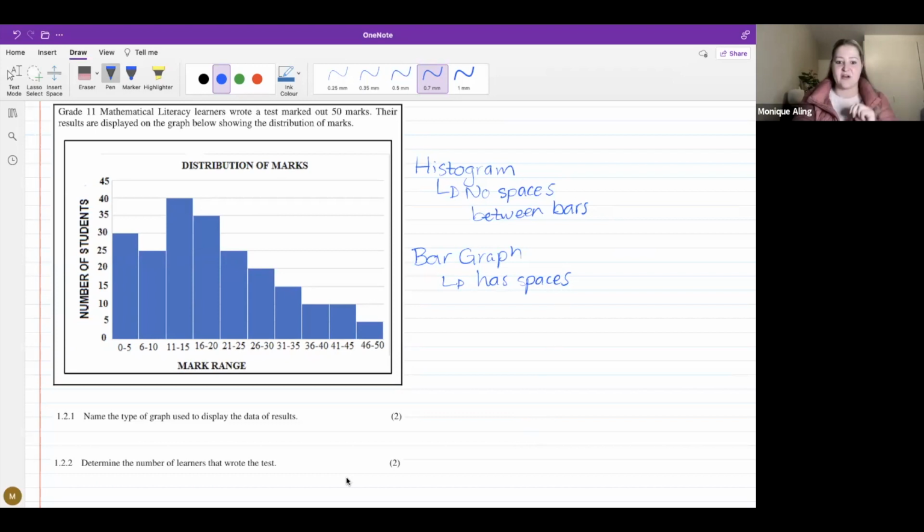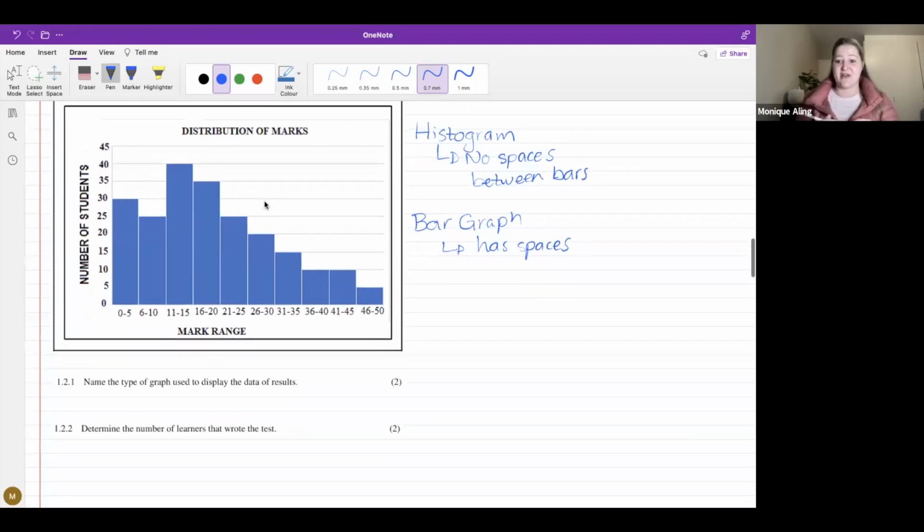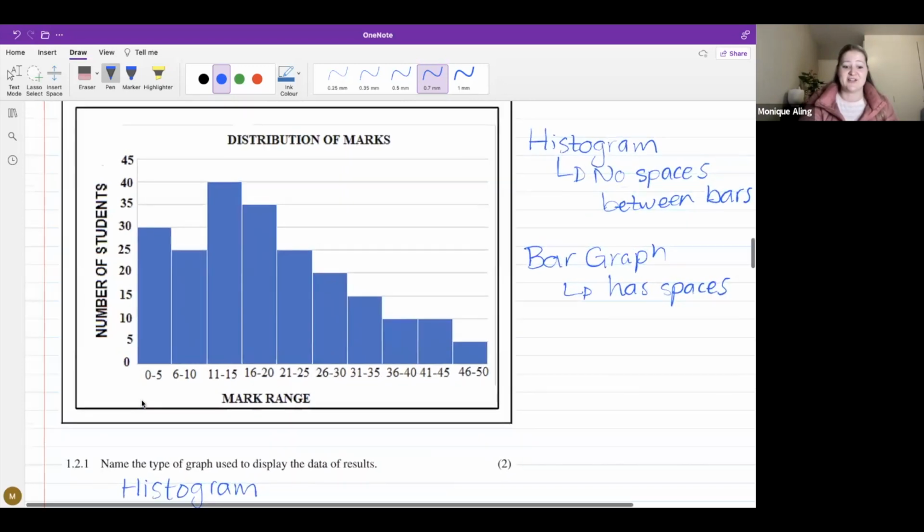Because I can see we got confused. All right, so our answer for 1.2.1 is histogram. And it is a common question because the examiners know that you tend to get confused between the two.